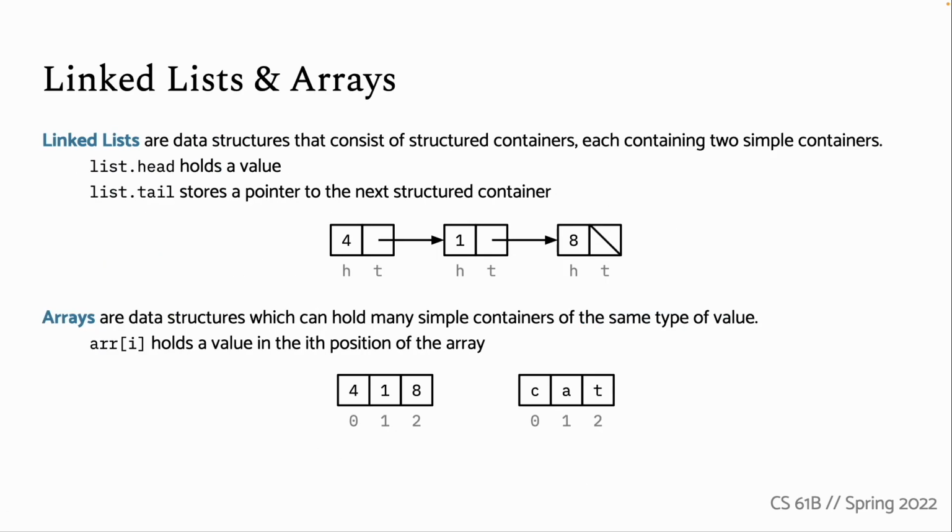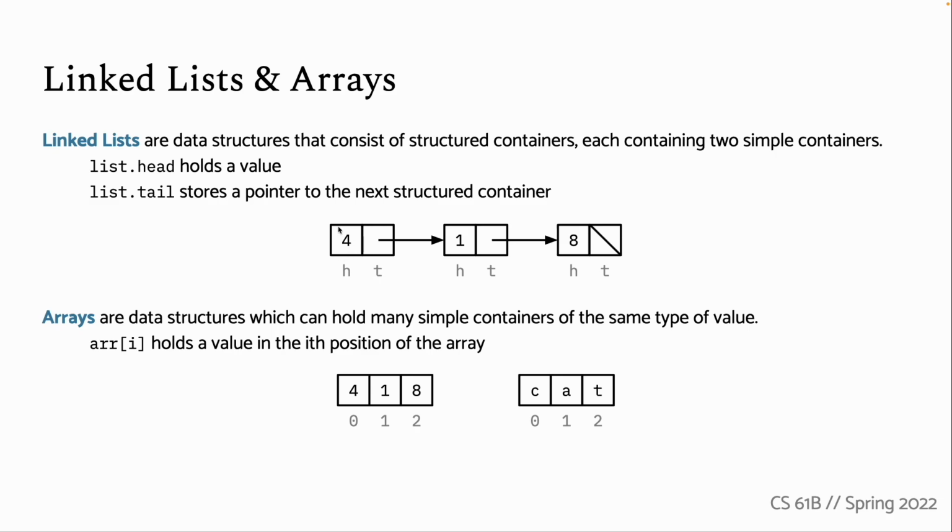Next, we can talk about linked lists and arrays. So this week, we're going to be focusing on linked lists. Next week, we'll be talking more about arrays, but linked lists are data structures that consist of structured containers. So each one of these little two-box node things is a linked list, and it contains two simple containers, a head and a tail. There's different names for them. Sometimes they're called first and rest or first and next, but let's just call it head and tail here.